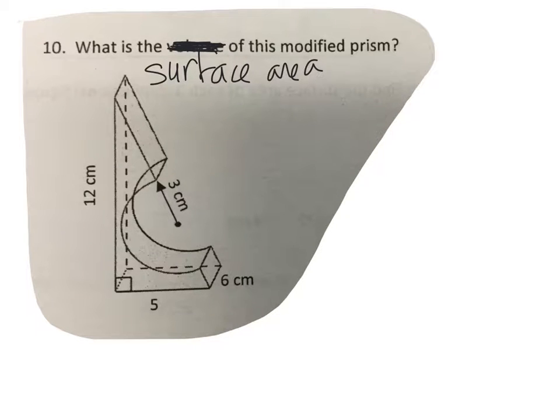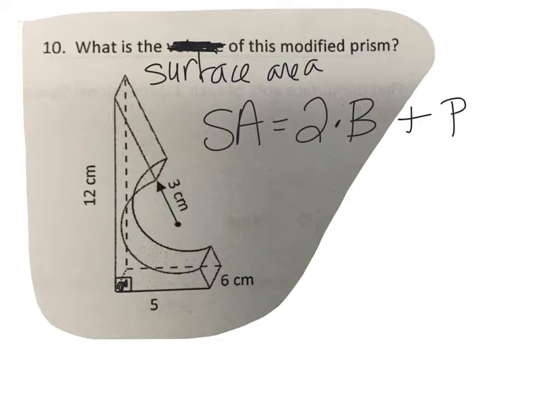So on this first number 10 from the review that you have, we want to find the surface area of this modified triangular prism. And it happens to be a right triangle because we see the little box down here. Okay, so we're going to use the basic formula. Surface area equals 2 times the area of the base plus the perimeter of the base times the height.